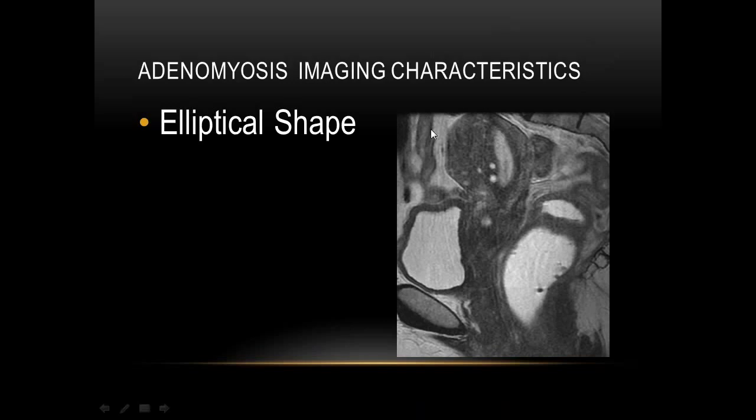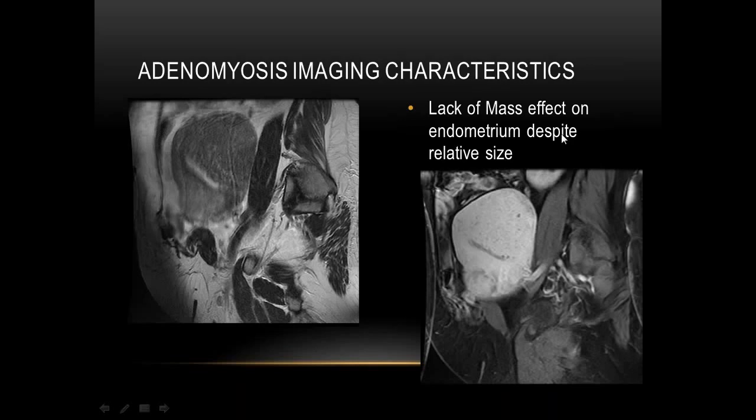Another imaging characteristic specific to an adenomyoma, focal adenomyosis, is this elliptical shape. Also, a clue to make the diagnosis is there's lack of mass effect of adenomyosis considering the size. This is a very large adenomyoma, and there is little mass effect on the diameter or the thickness of the endometrium.